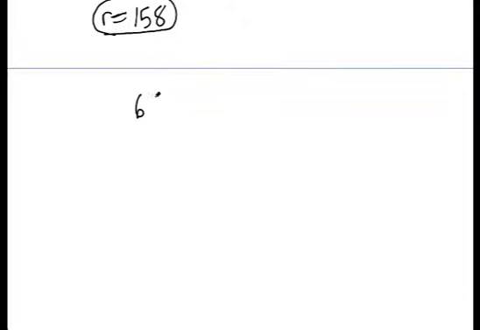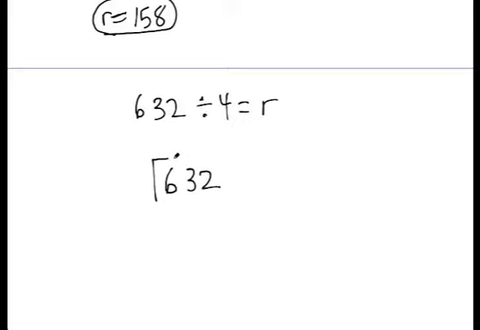So let's go. 632 divided by 4 equals R. Let's set the problem up. We take 632, the dividend, we say divided by 4. And this is my division bar that I use with the standard algorithm.